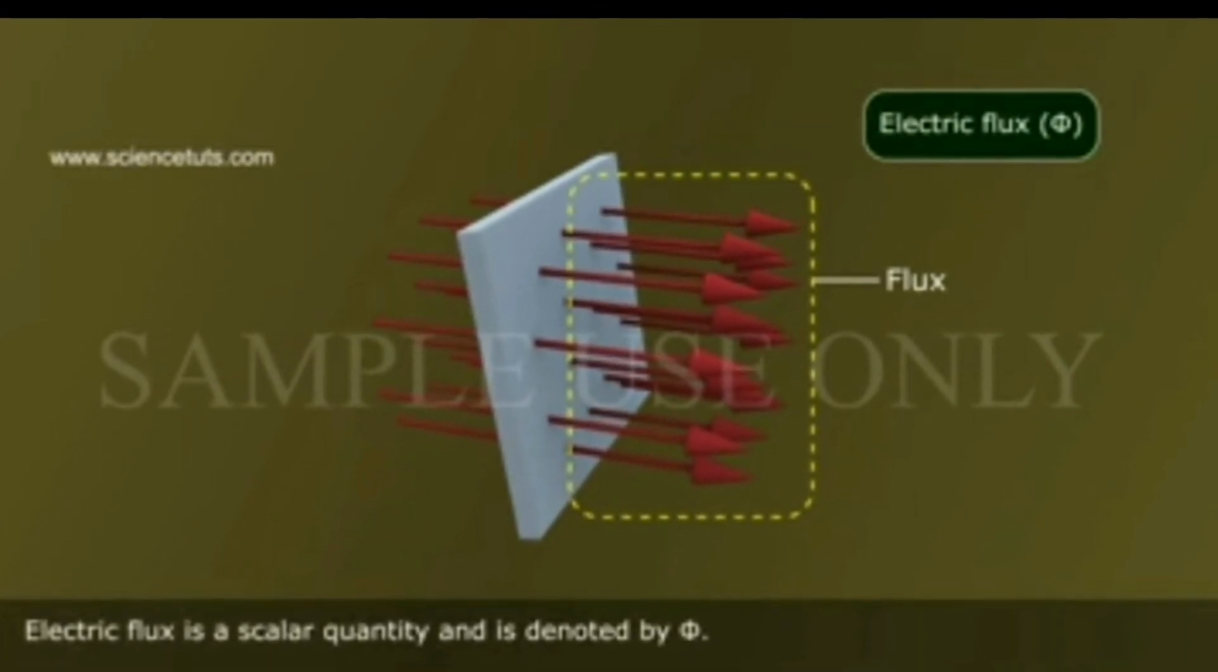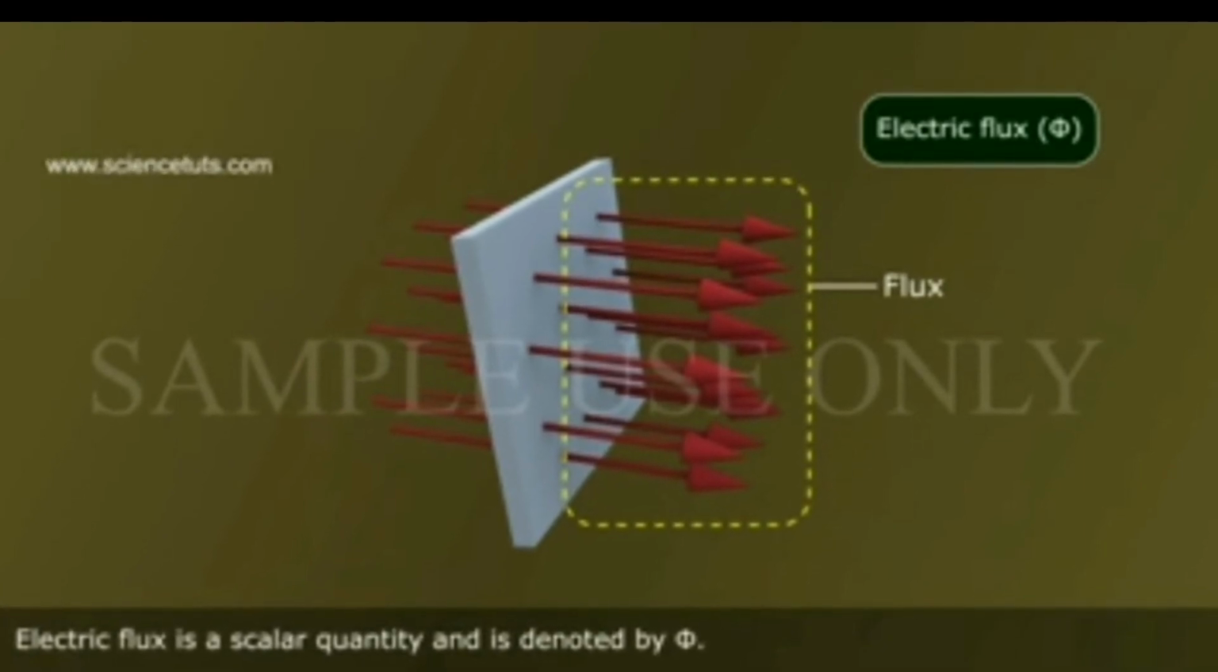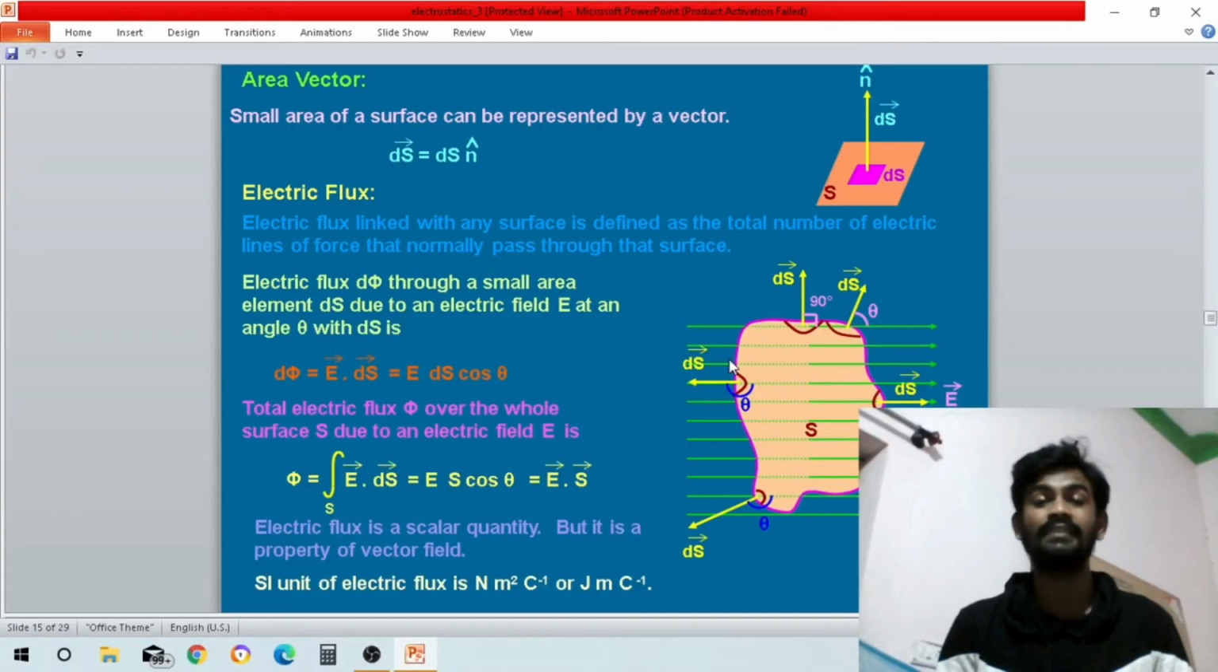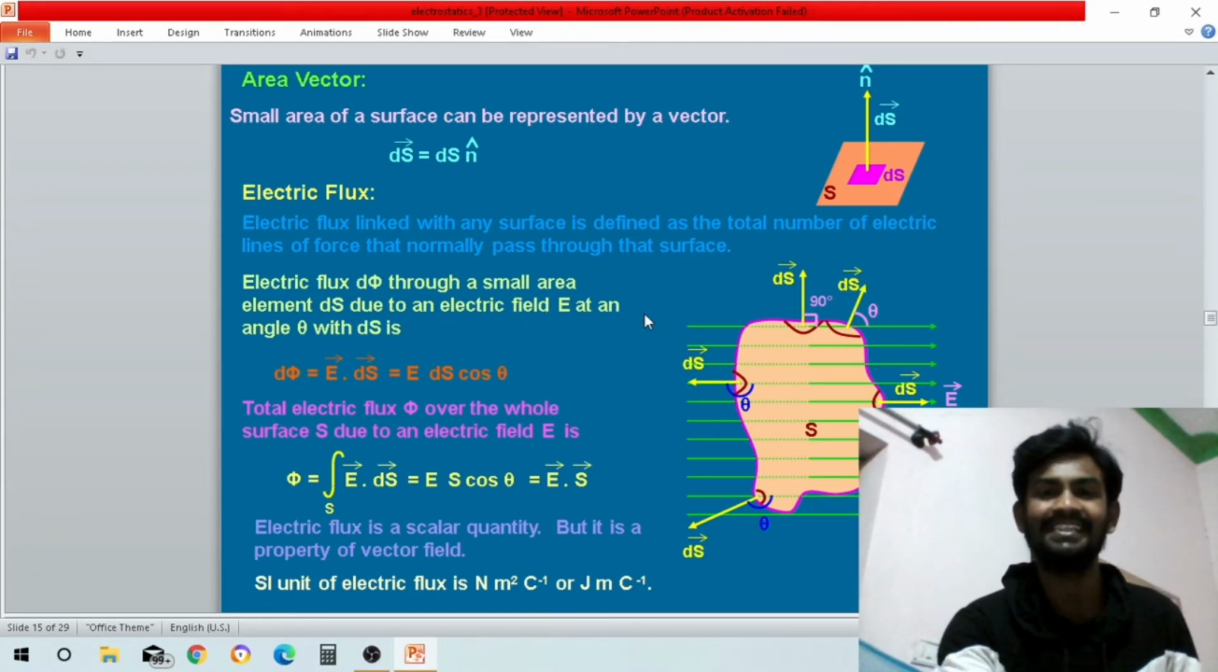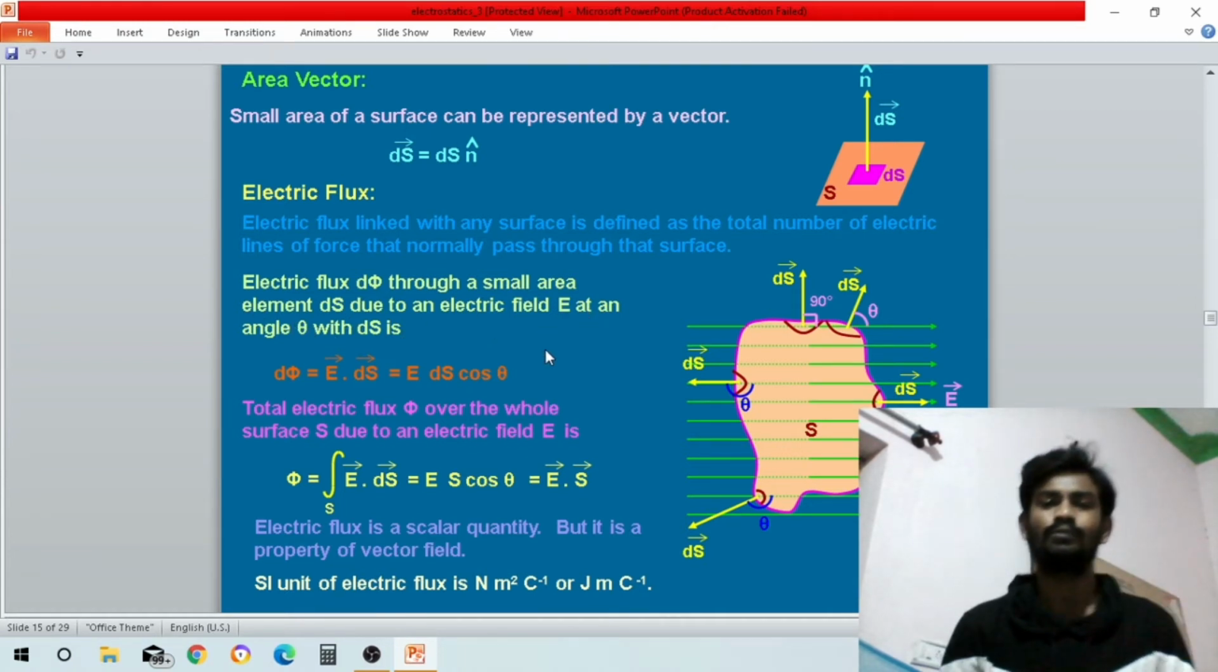It is denoted by phi and it is a scalar quantity. Let d phi be the electric flux through a small area element dS due to an electric field E at an angle theta with dS. So dS is the area vector of a small surface area.